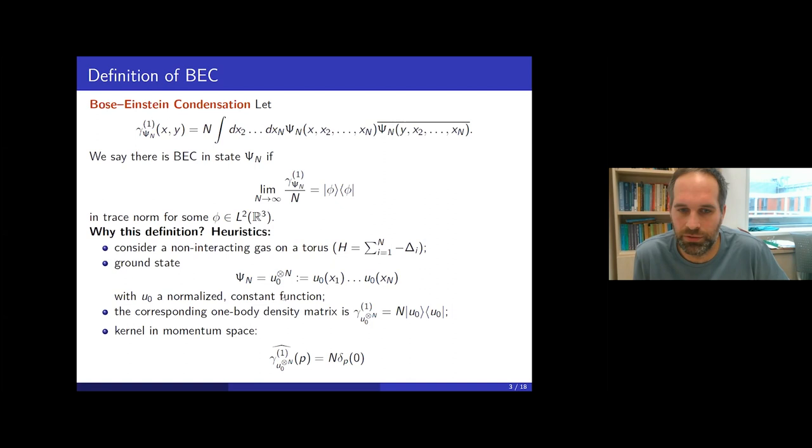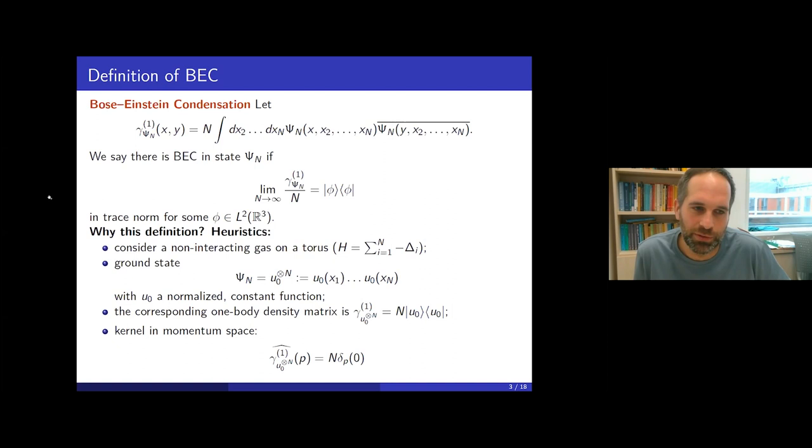Then it's an easy computation that the reduced density matrix corresponding to this product state is exactly n times the projection on the state u0. Now I want to make a connection with the picture that we saw on the first page. If you look at the kernel of this reduced density matrix in momentum space, then basically you see n times a delta function which sits at zero. So this is how you can heuristically and easily reproduce the picture from the first slide.